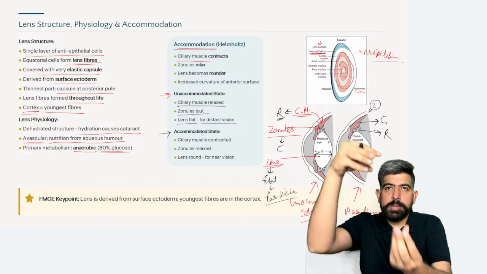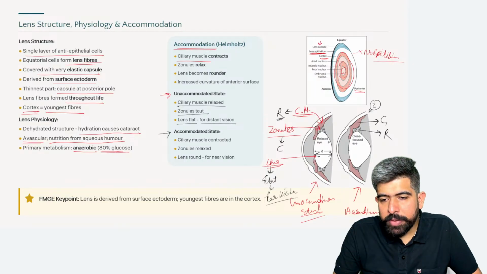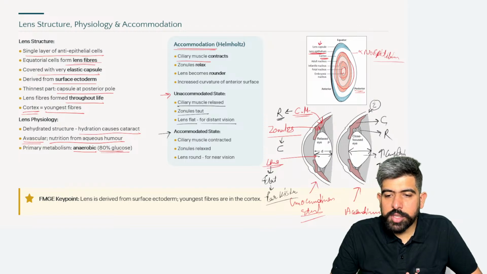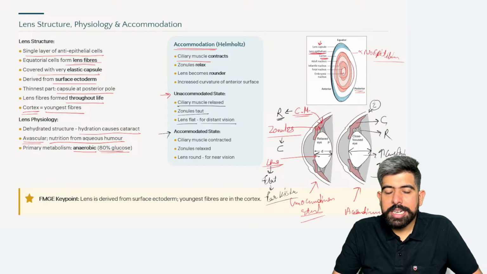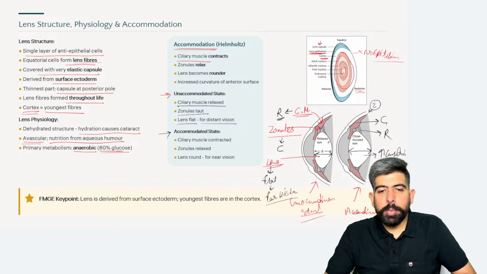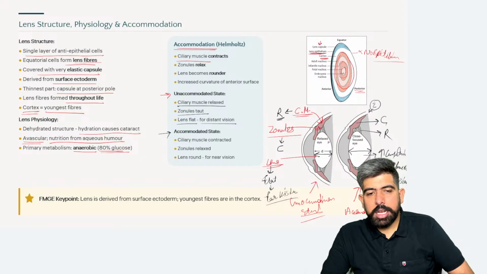As you can see, the zonules will be getting relaxed. So what will happen with the lens? The lens will increase its curvature, and as it increases the curvature, it will increase the eye power. So this is for the near vision. For far vision, the unaccommodative state; for near vision, we need the accommodative state.